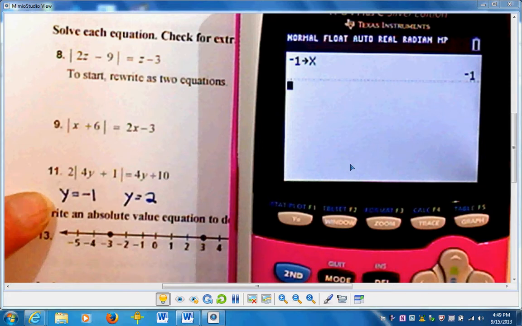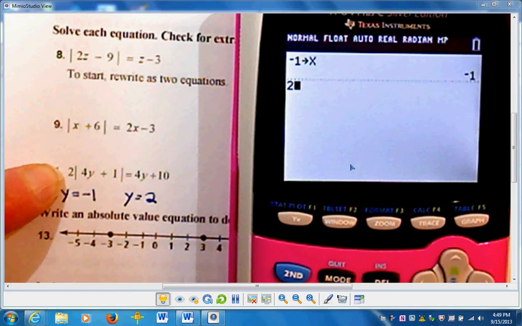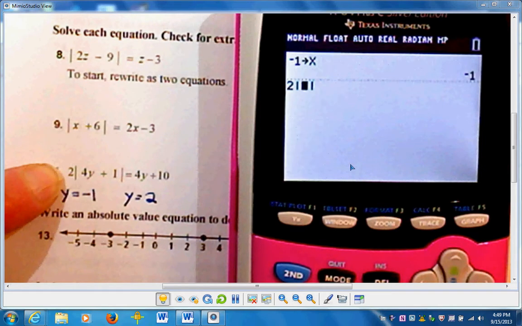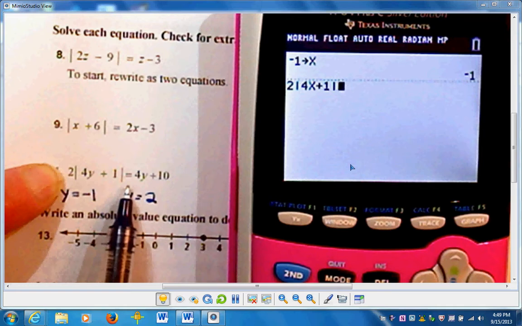So I'm going to do a test. So I'm going to enter this in exactly how I see it. 2, and I'm going to put in the absolute value. So I go to math, number, absolute value, and then I'm going to put in 4x plus 1, and I'm going to go outside my absolute value. Now I need to put in that equal sign.